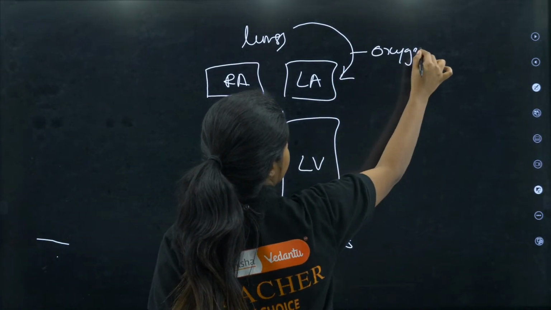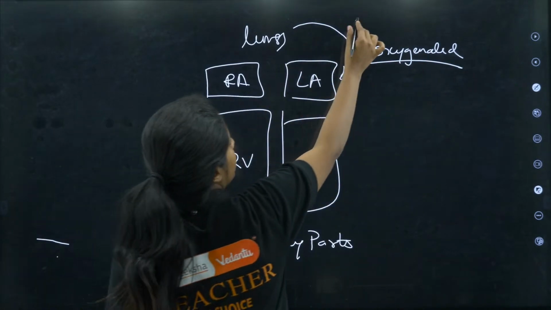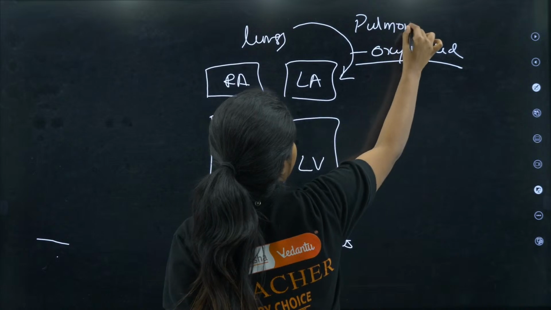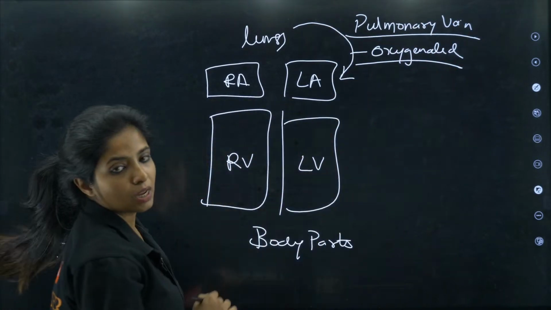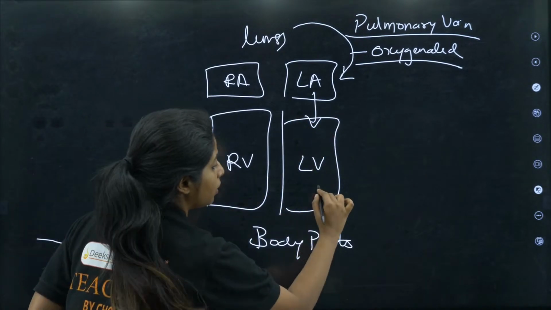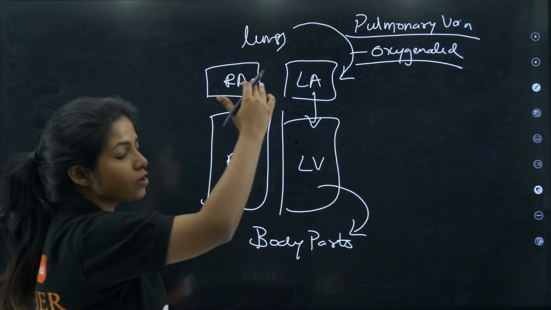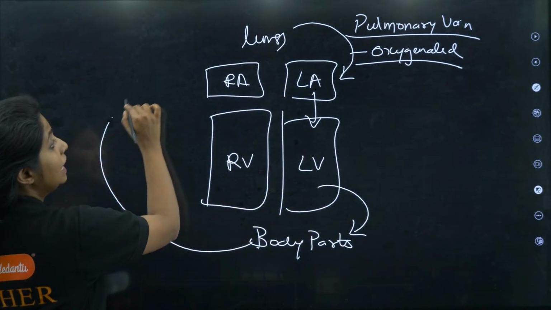This is oxygenated blood. Now you are asked about this question, who brings oxygenated blood? It is the pulmonary vein, my dear children, which is going to bring the oxygenated blood over here. From the left atrium it goes to the left ventricle, from the left ventricle it goes to all the body parts, that is oxygenated blood. Now from the body parts, someone is going to bring deoxygenated blood.